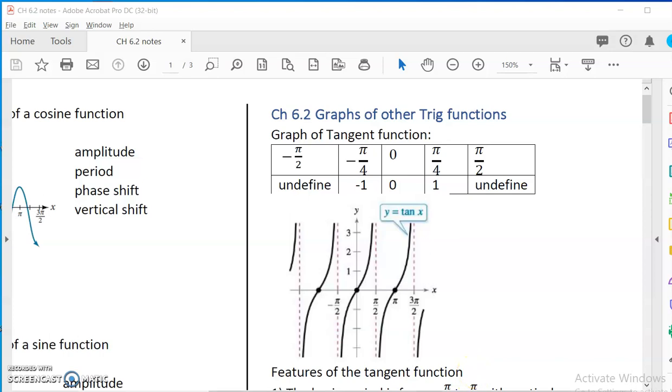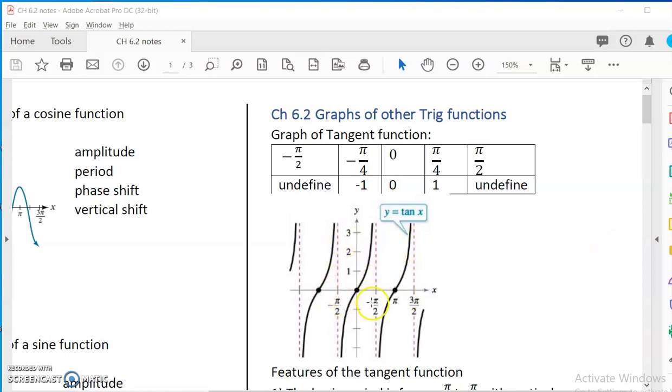Hello Precalculus student, this video is for chapter 6.2, graph of other trig functions, meaning tangent function, cotangent function, secant function, and cosecant function. So we'll look at tangent and cotangent first. And to begin with, I'll just look at the tangent function.